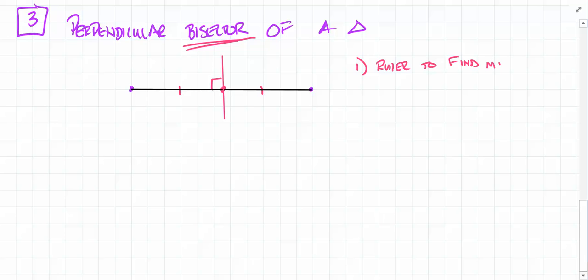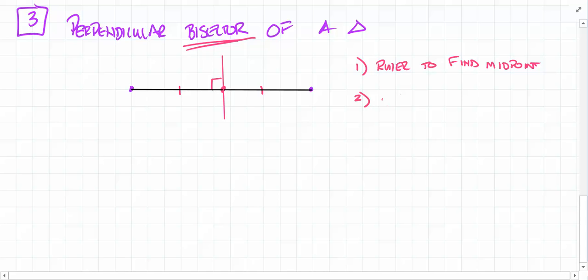So we would find the midpoint of our segment. Second thing that we did was we would mark our segments congruent, which we did. So we'd say that segment is congruent to that segment. And then the third thing we would do is we would draw the perpendicular bisector.